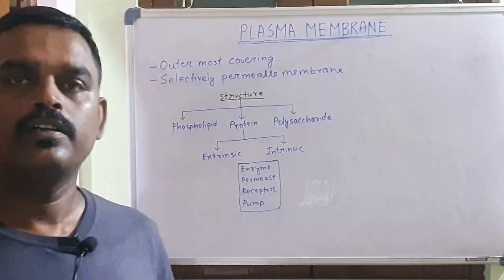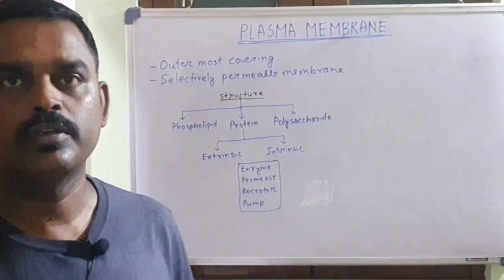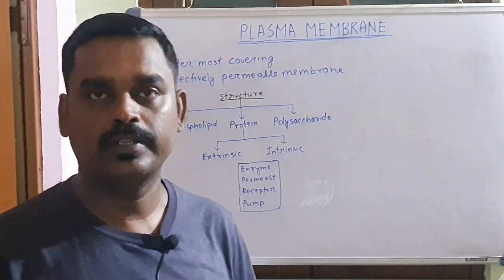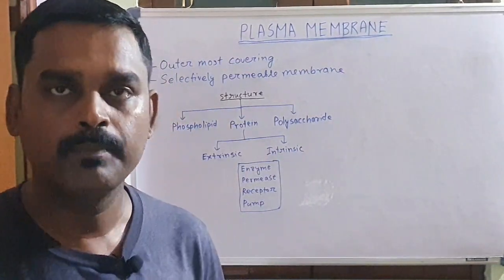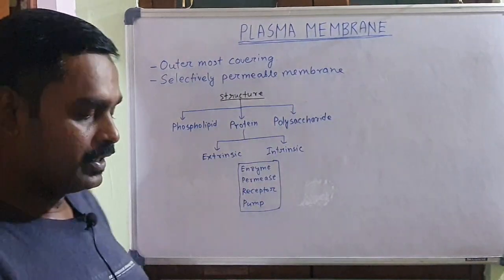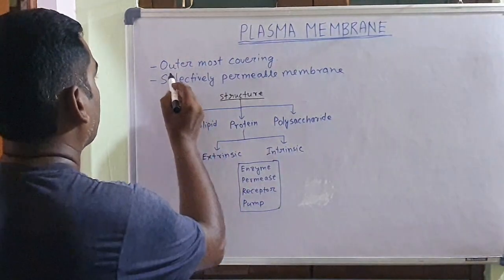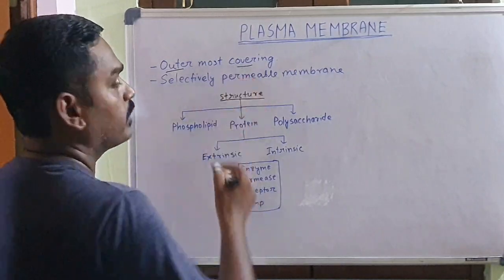Welcome students. Today we are going to discuss the plasma membrane. This is chapter number 5, part of the cell. If we discuss the plasma membrane, it is basically the outermost covering of the cell.